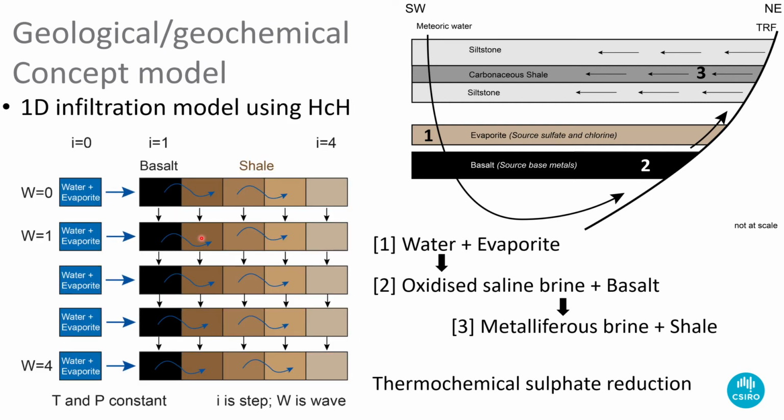Now this model is undertaken using HCh, and we've done a 1D infiltration model. So this is the architecture of the model, where we do a step flow-through model. The first step consists of this water plus evaporite, which is then passed through a block of basalt. The fluid is then migrated into the shale, and we look at how the fluid composition and the rock composition vary as we migrate this fluid.